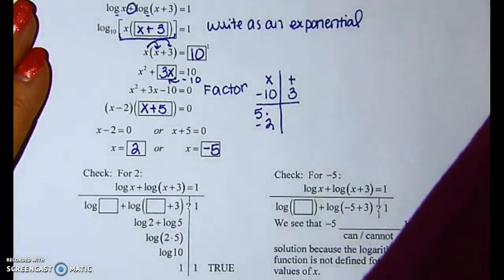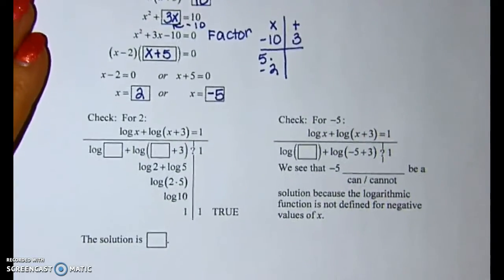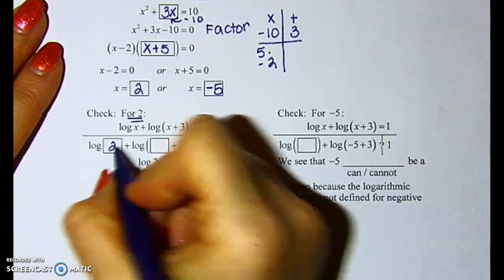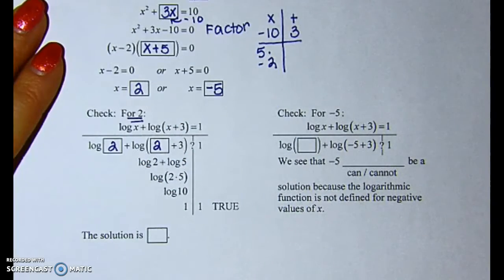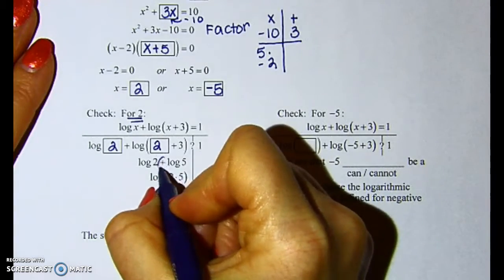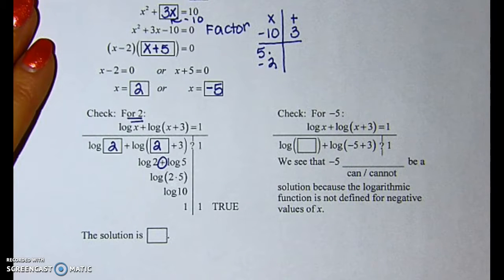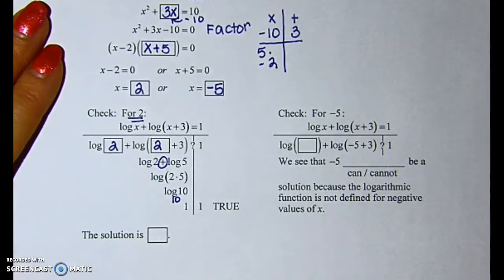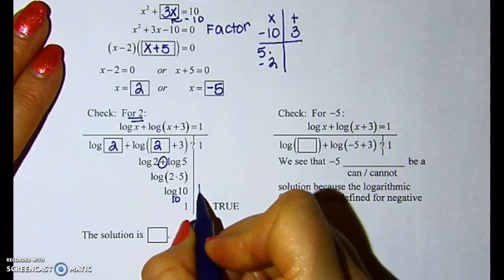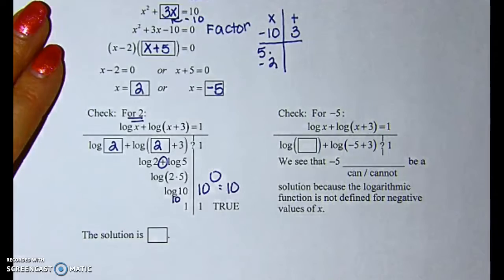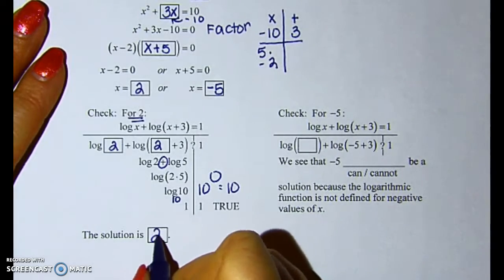Of course, we have to check our work because we know sometimes that they don't always work. So let's check 2 first by plugging in 2 wherever we see x. That gives me log of 2 plus log of 5. Again, we're adding so we can multiply our pieces together, giving me log of 2 times 5 or log of 10. Right, 10 to what power gives me 10? We know that's the first power, so this is true, so 2 is a solution.